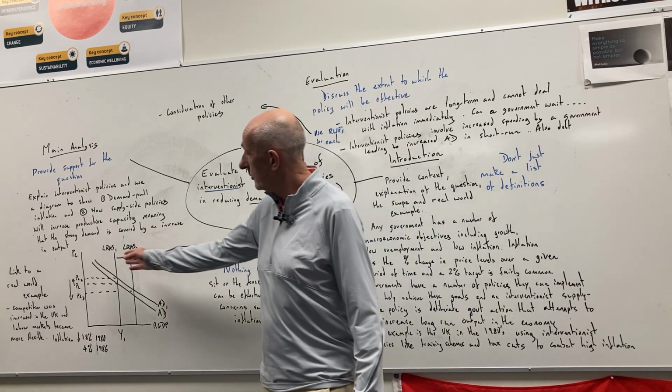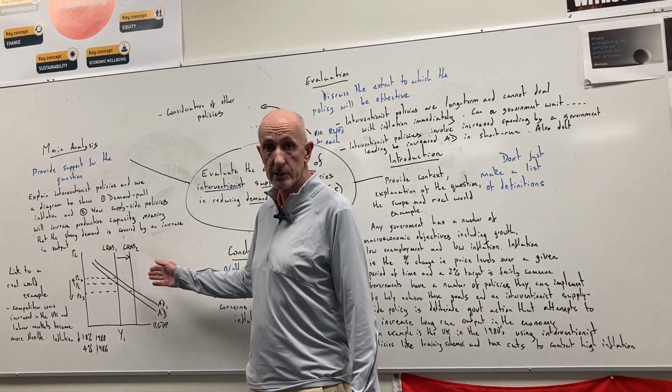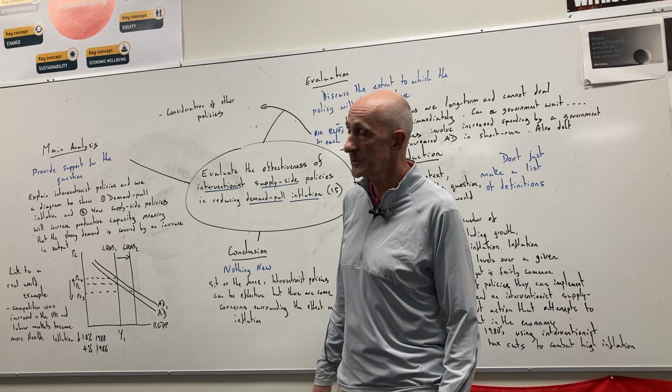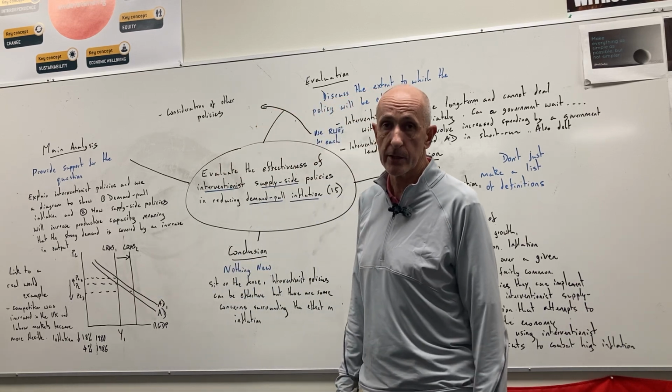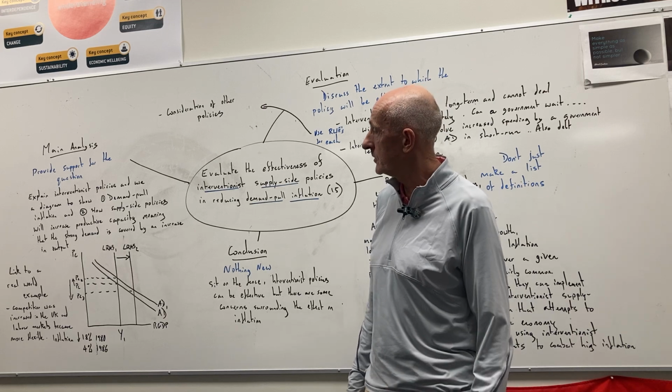But if I can shift the long run aggregate supply curve sufficiently to the right through my supply side policies, I can get to a new equilibrium that is actually at a much lower level of prices than I was before. I sort of brought down inflation.